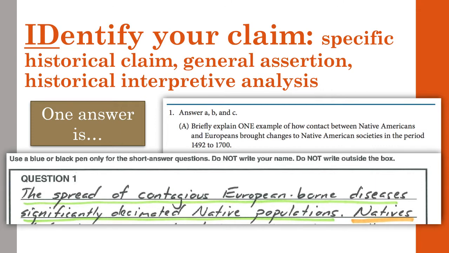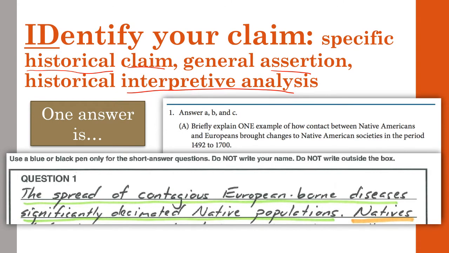And by identifying the claim, we mean providing some kind of historical example or historical claim or some sort of assertion or historical interpretive analysis, but for the most part, give me one tangible piece of evidence. And usually, a lot of times, these are some of the key vocabulary words that we're going to look at in this particular class. So let's answer the prompt here.